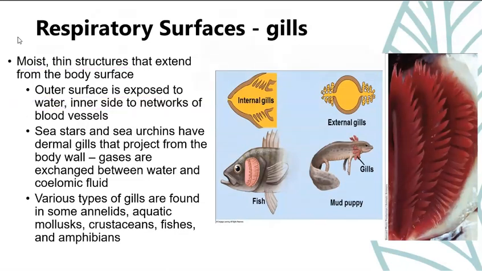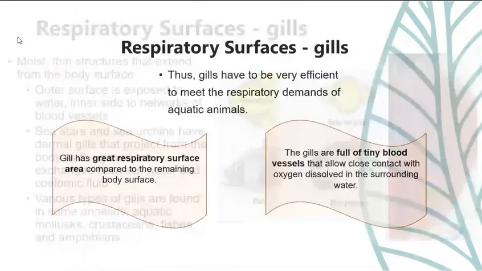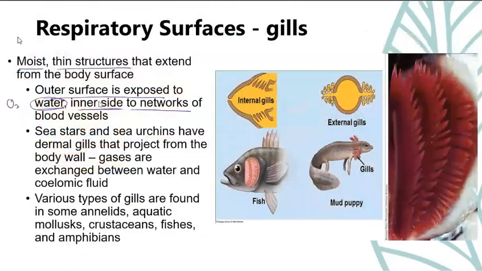Like just now, we looked at the lamella. So, outside it is exposed to water. Water has oxygen, and carbon dioxide is to be removed, and then inside it has a network of blood capillaries. Do you see this? The outer surface is exposed to water. Inside, they have many networks of blood vessels, blood capillaries.